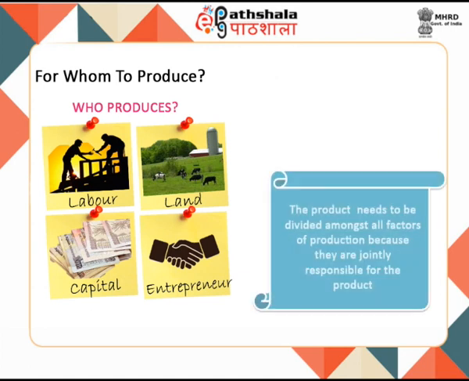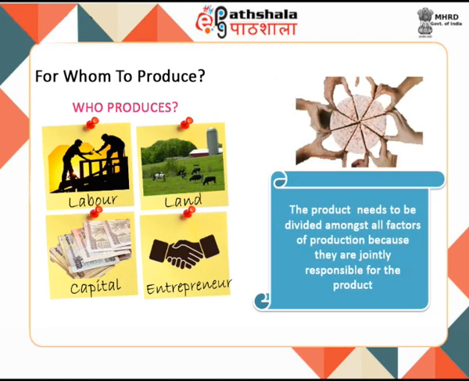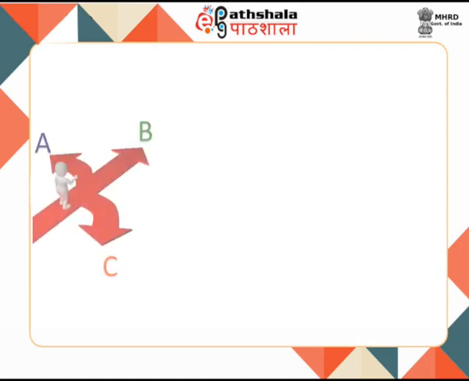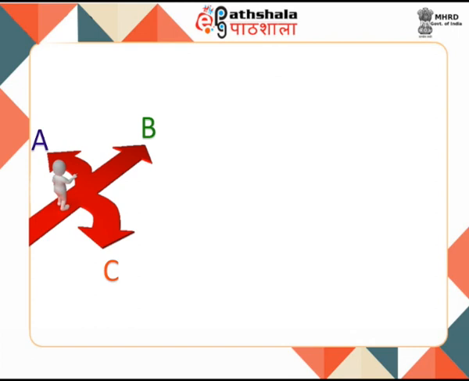The product, that is, its value, needs to be divided amongst all the factors of production because they are all jointly responsible for the product. This question, therefore, really is one of distribution of the value amongst land, labor, capital, and the entrepreneur as rent, wages, interest, and profit. Every time a manager takes a decision on the above mentioned basic economic questions, he or she makes a choice between the various available alternatives.